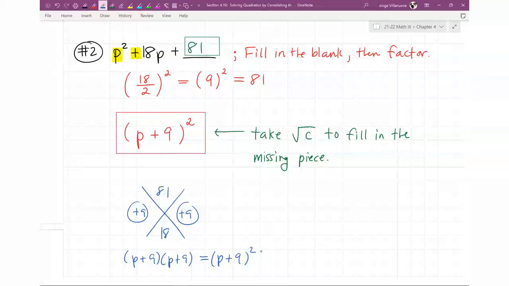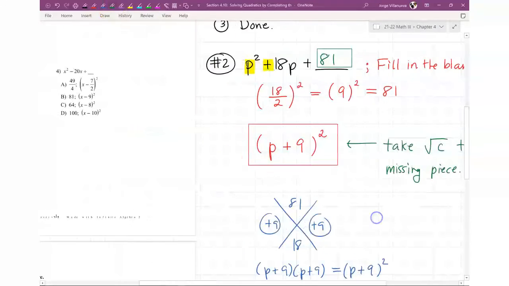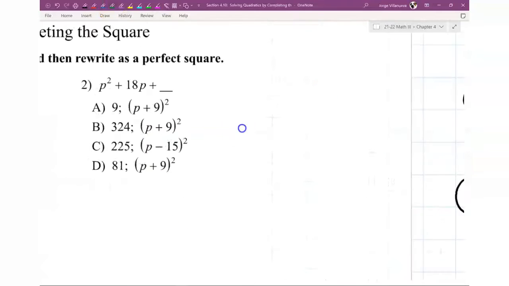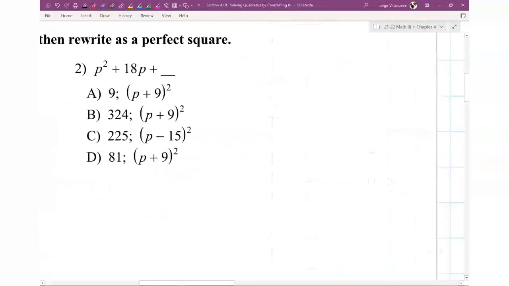But you don't need to, because just remember, take the first letter, the first symbol, so either plus or minus, you're going to use one of those, and then in the missing piece, you're just going to say, what's the square root of the new number that I found? So if it was 81, what's the square root of that? That's 9. Okay, so I'm going to put a 9 there. And that's it. So this is the answer that you're going to look for. For number 2, we found that 81 was the piece that you put in, and P plus 9 squared was the factor. And there you go.